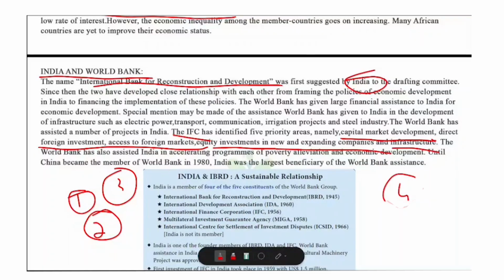And poverty alleviation and economic development, what about that? The World Bank has supported India in programs for poverty reduction, rural development and improving overall economic growth. Until China joined the World Bank in the 1980s, India was the largest beneficiary of World Bank assistance.